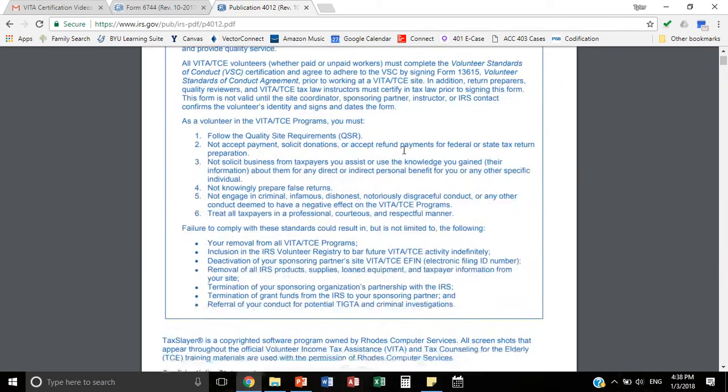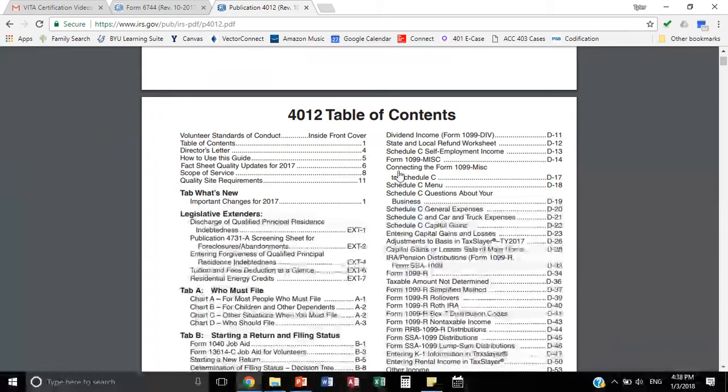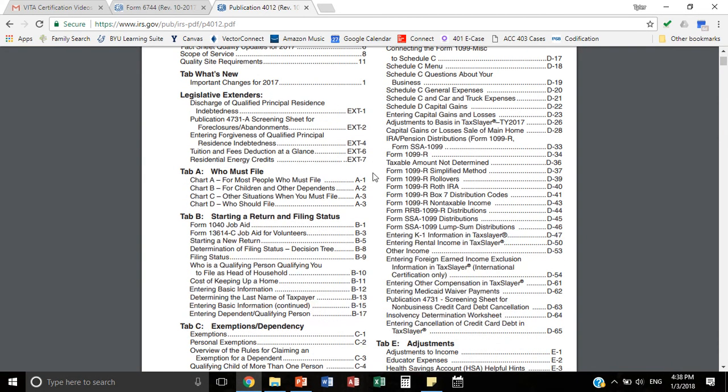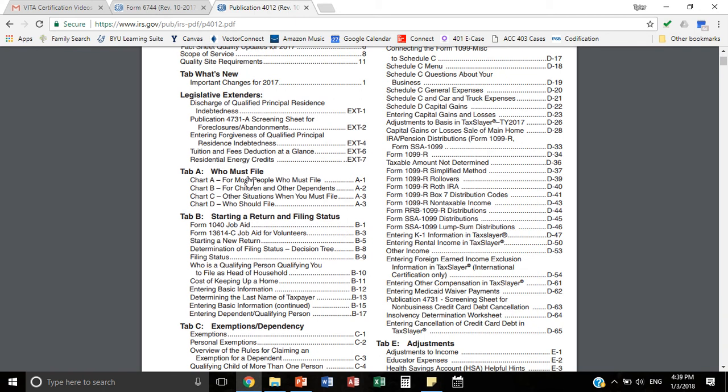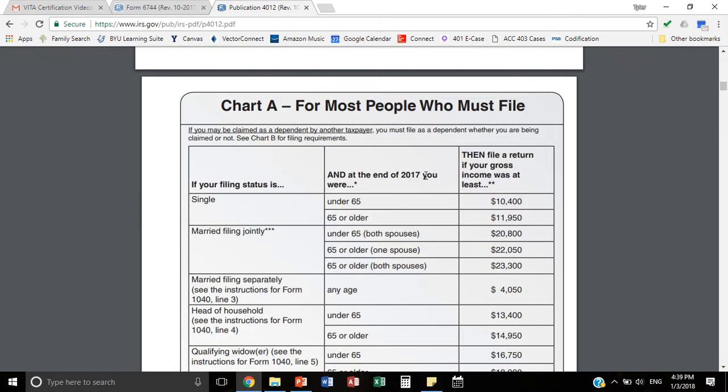So we're going to come down to the table of contents, and basically what you'll do when you run into situations like this is you'll look through the different tabs and determine which section looks like it fits the question that you have. So we're going to go right here: who must file? Our question is related to, does Chris have to file? How does the dependency thing work, if he even needs to file? So let's start there. You can just click on it and that link will take you right to the page that you're looking for.